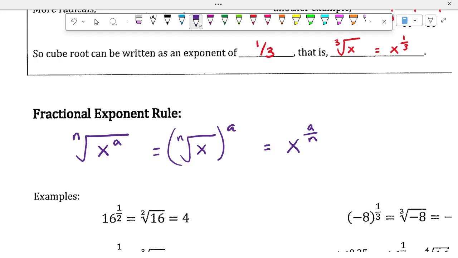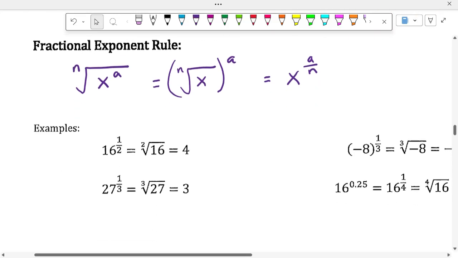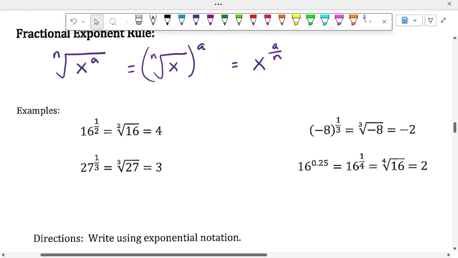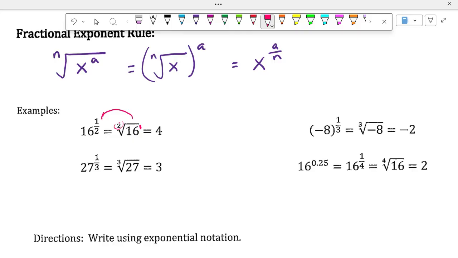All right. So just some examples here. That's why 16 to the 1/2. Remember, square roots always have an unspoken 2 there. And this is technically the 16 being raised to the first power. So that's where you get 16 to the 1/2.